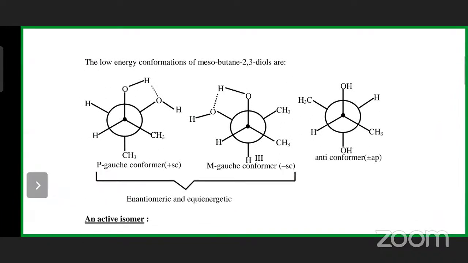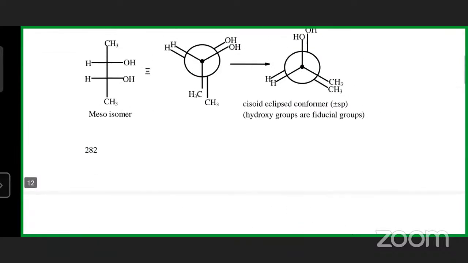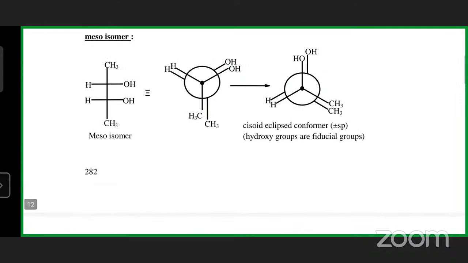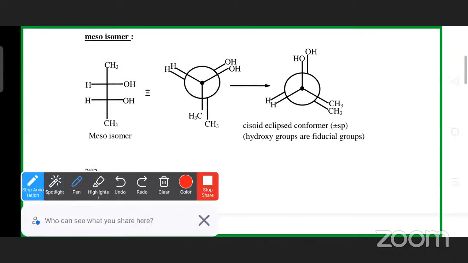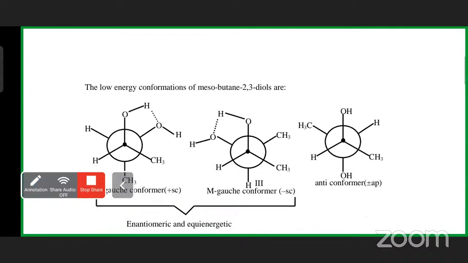Okay. So when these diols, upon rotation of the back carbon, by holding the front carbon here, you hold this front carbon and you rotate this back carbon 60 degrees. Then what happens here? OH comes here, methyl comes here, hydrogen comes here. You will get another conformation.